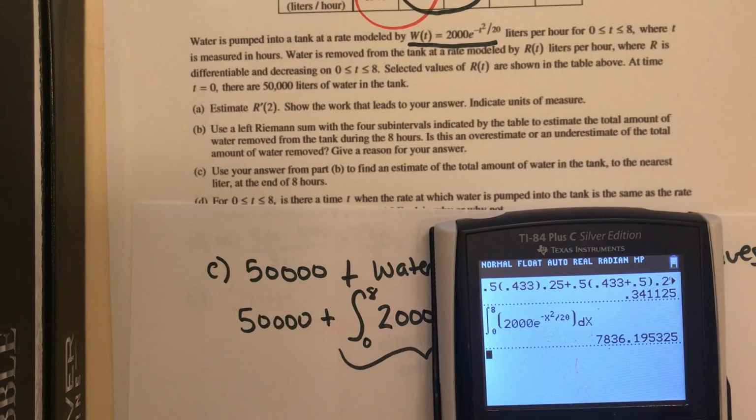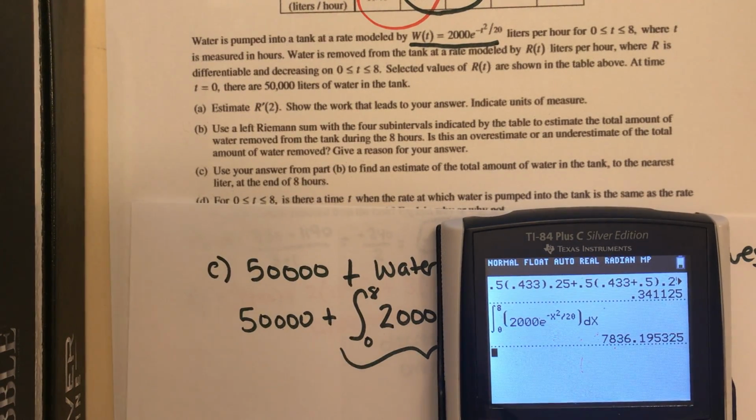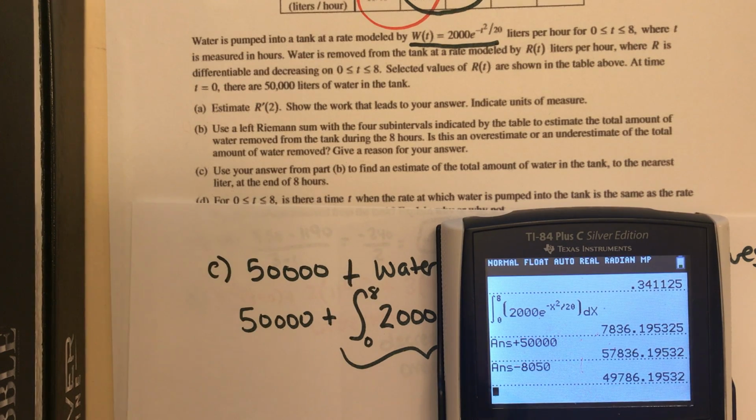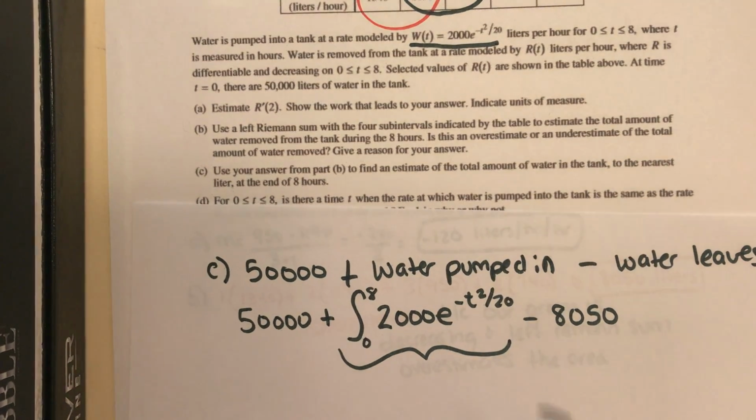So I got 7,836. So I'm going to add the 50,000 to that, minus the 8,050. So 49,786.195 liters. So I'm going to write that down.